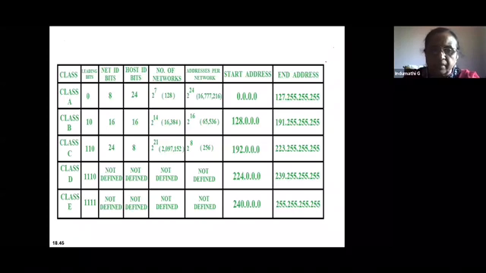And this table is just given to you as a reference, which indicates the starting address, whatever we just discussed now. What is the starting address and what is the ending address for each of the class types A, B, C, D, E.